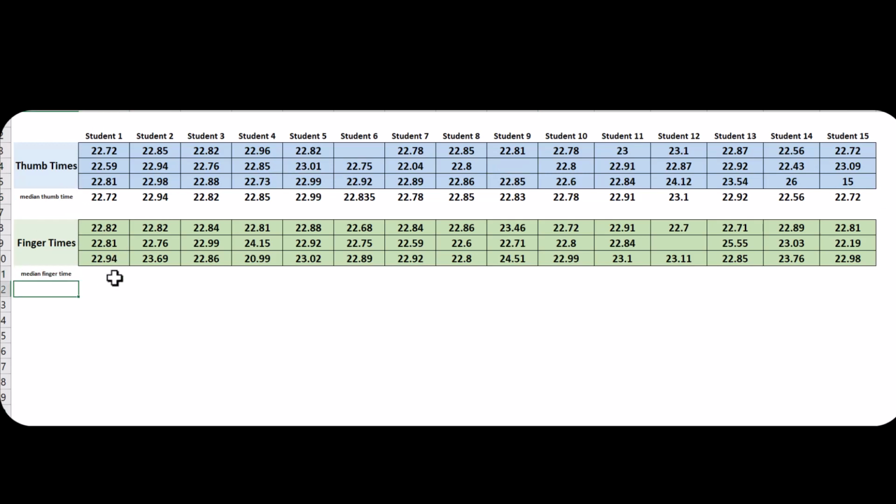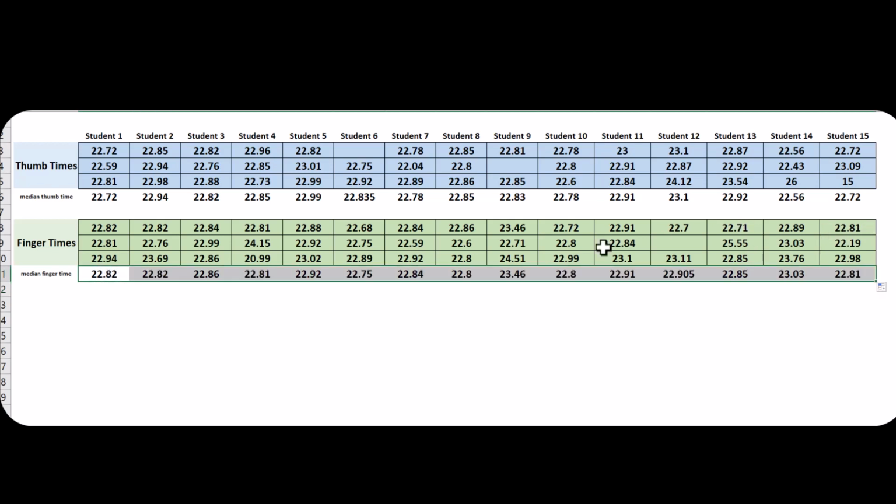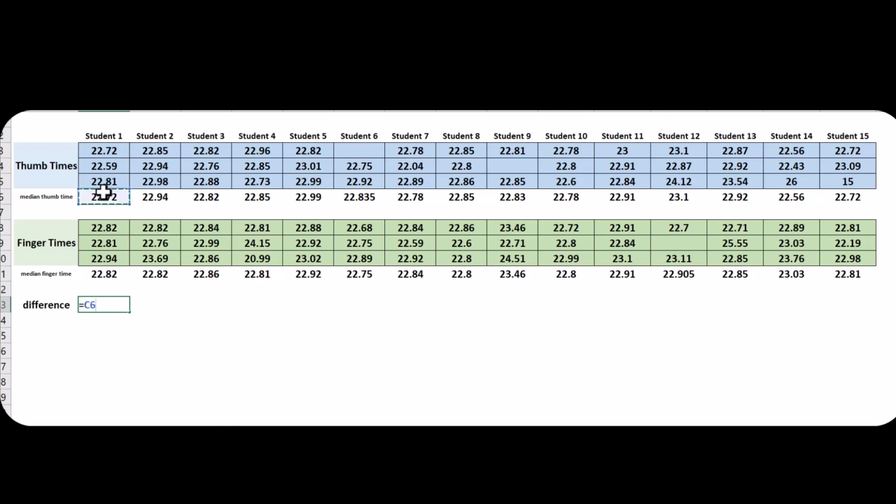Okay. Equals median. And then drag that sideways. There we go. Very nice. Now, we've got the median thumb time from student 1 and the median finger time from student 1. I propose we look at the difference of their thumb and their finger. So I go thumb minus finger. The difference here is negative 0.1 because their thumb time was a little bit faster, 1/10 of a second faster. The negative is telling us that the thumb was a smaller number than the finger.